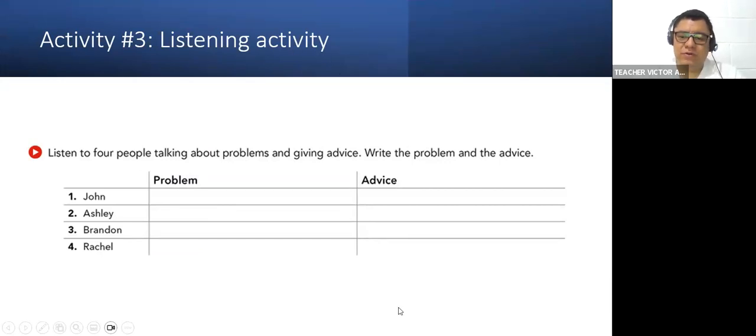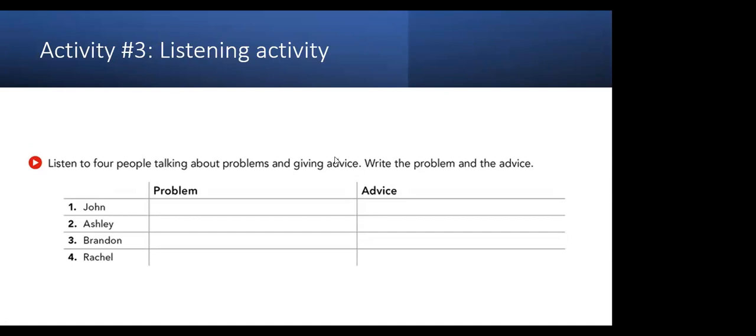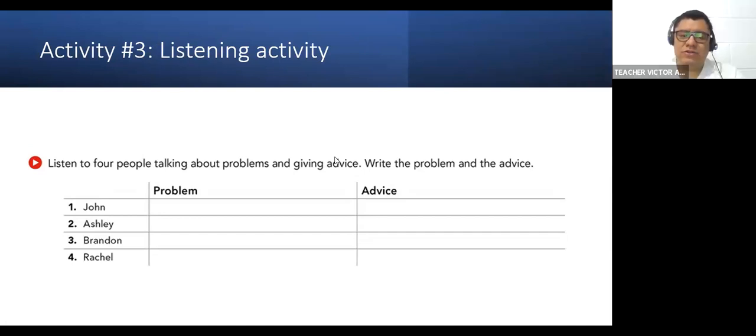So we have those 4 people: Josh, Ashley, Brandon, and Rachel. Here we go. Just give me a minute. Page 82, Exercise 10, Listening. Can you listen to the audio, guys? Yes, teacher. Okay, perfect. I will suggest, once again, that you mute yourselves to avoid any background noise while you listen to this audio. And I will mute myself. Here we go.